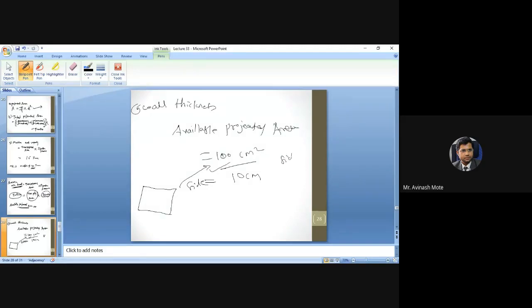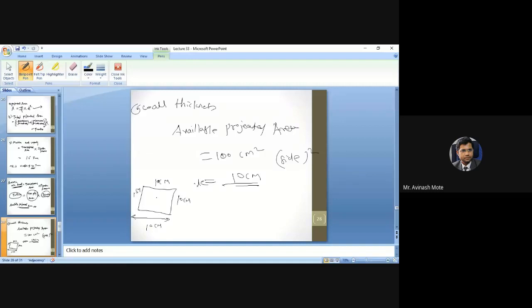Okay, because the formula is side squared. Getting it? So by considering a square cross section, I calculated the side. Now I know this side is 10 centimeter, this dimension is 10 centimeter, this dimension is 10 centimeter, and this dimension is 10 centimeter.